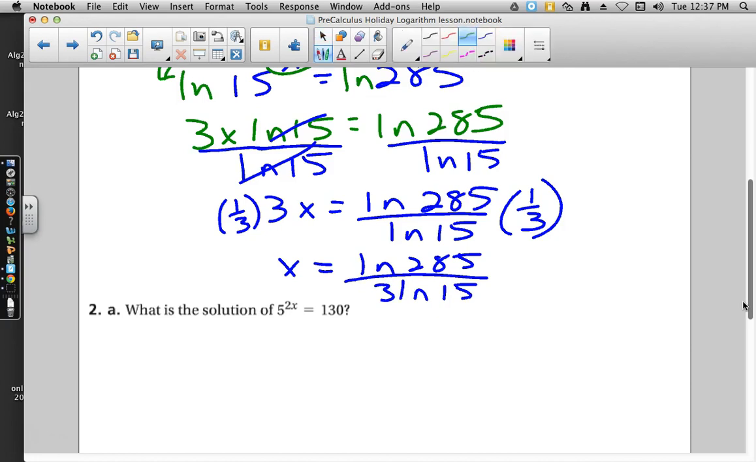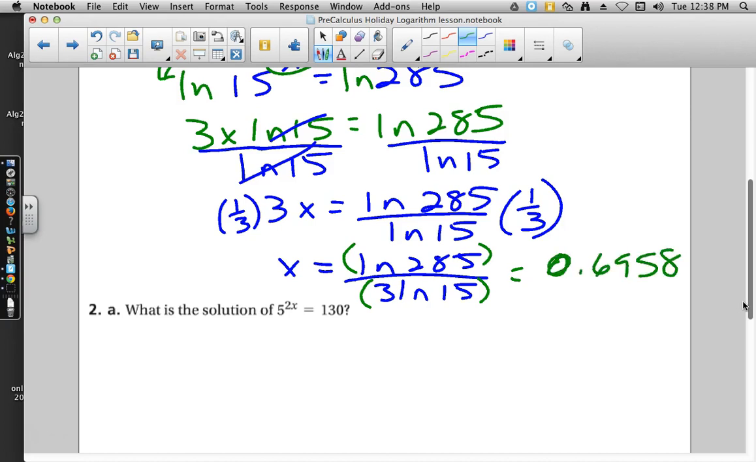Now, you could certainly just punch this in at one time, but you're going to have to be very careful about your parentheses. The calculator doesn't know that it needs to do order of operations for fractions, which means everything in the top gets done first, everything in the bottom then gets done, and then you do the division. Or you could punch in the natural log of 285 divided by the natural log of 15, get an answer, and divide that by 3, or multiply it by 1/3, whichever way you want to do that.